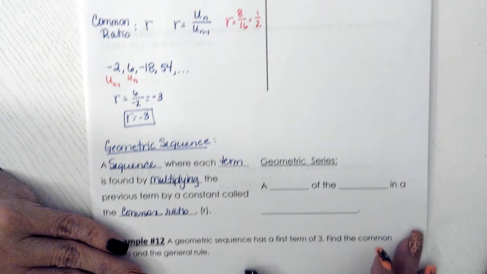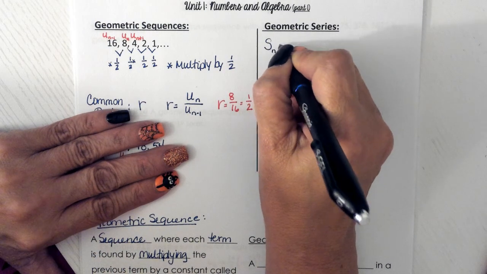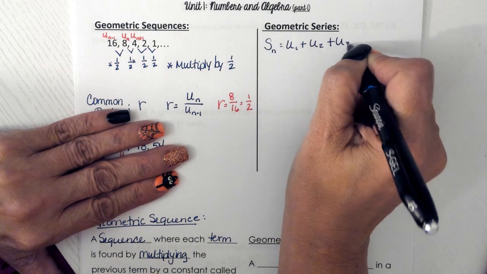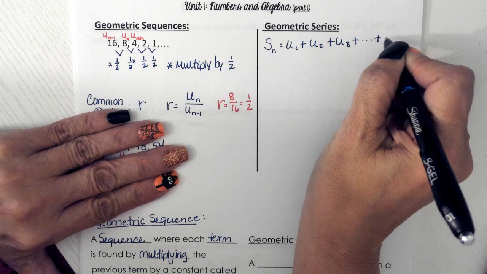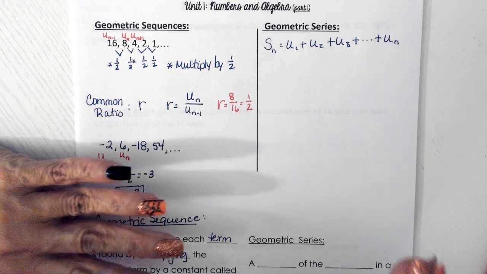Okay, what about a geometric series? It's going to be the same thing. It's going to be where we take U sub 1 plus U sub 2 plus U sub 3 all the way out to U sub n. Same thing. Geometric series is when we sum up everything.